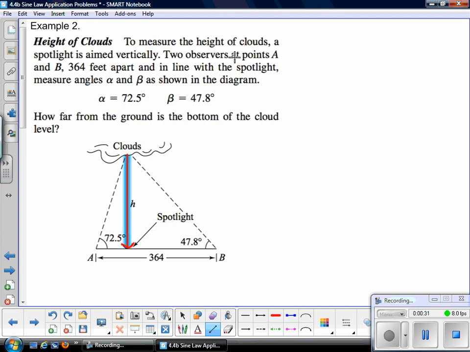Two observers at points A and B. Here's one person looking, here's the other person looking. 364 feet apart in line with the spotlight. So it means that if I drew a line, first person A, spotlight, second person, it's not ziggy-zaggy. The spotlight means that they are in a direct line.